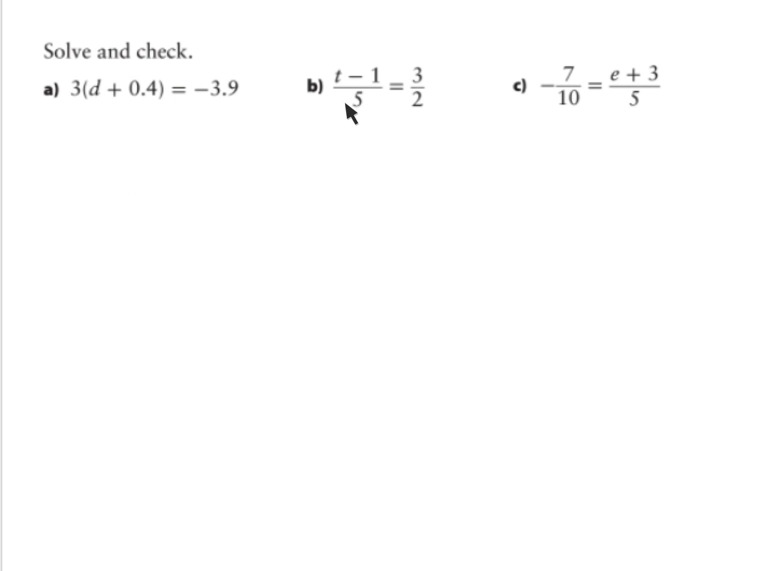Okay, for this example, we have t minus 1 all being divided by 5 equals 3 over 2. So over here, this 3 was out front of the brackets, so we multiplied it by d and multiplied it by 0.4. Over here, we've got t being divided by 5 and this subtract 1 being divided by 5. So it's kind of the opposite of this one. Instead of multiplying everything in, this is t minus 1 and we're dividing it by 5.